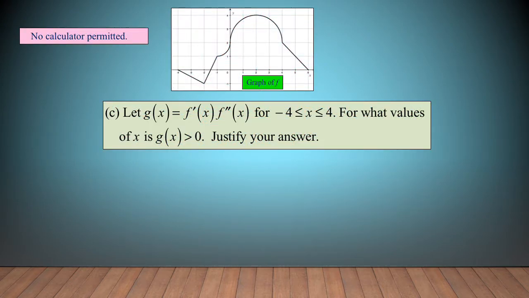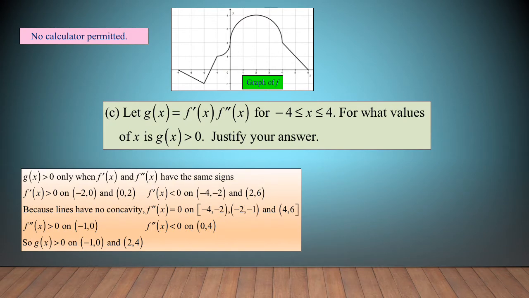In C, we're told that g of x is equal to f prime of x times f double prime of x, where x is a number from -4 to 4 inclusive. And we would like to know the values of x for which g of x is greater than 0. And we also need to justify our answer. G of x is positive only when f prime of x and f double prime of x have the same sign. They both must be positive or they both must be negative.